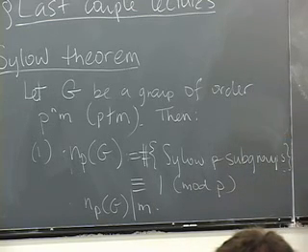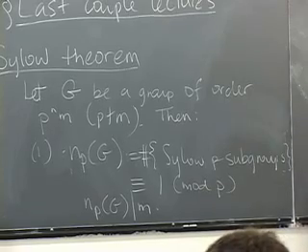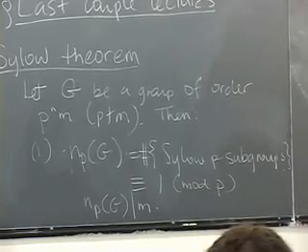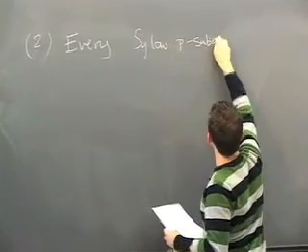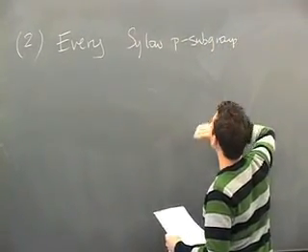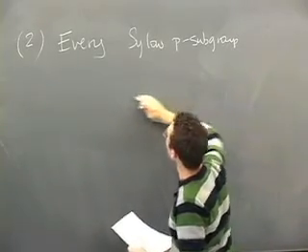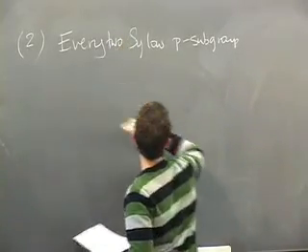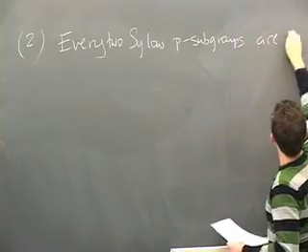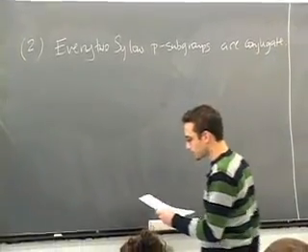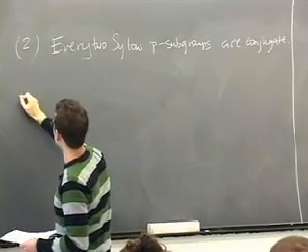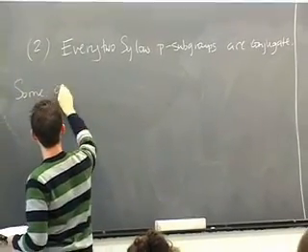So the other part, and this is again extremely useful, is that every two Sylow p subgroups are conjugate. This is also very useful. This has some good consequences. So here are some consequences.